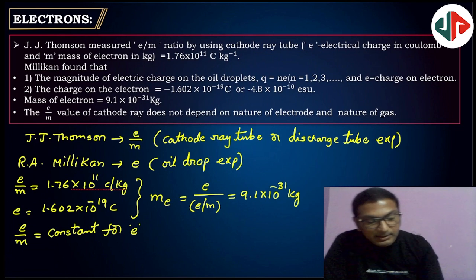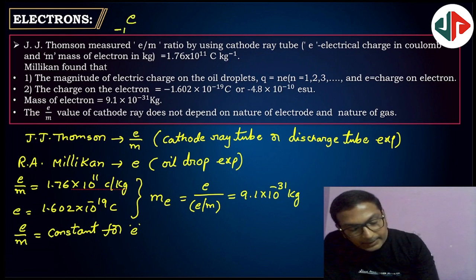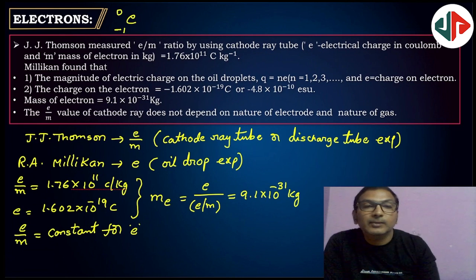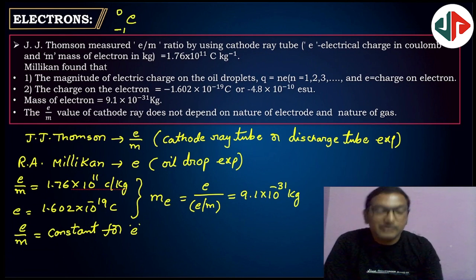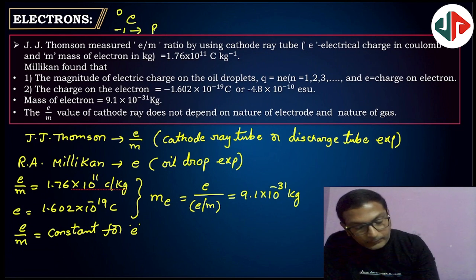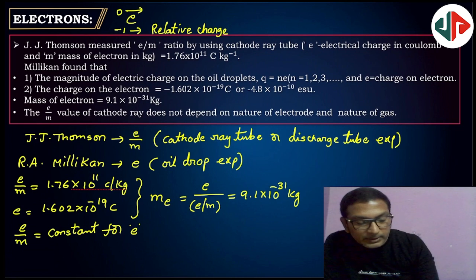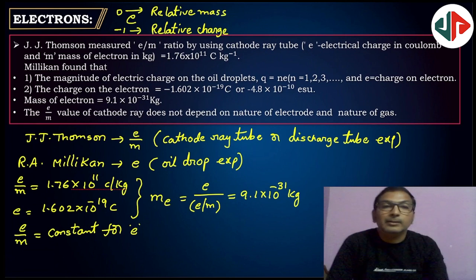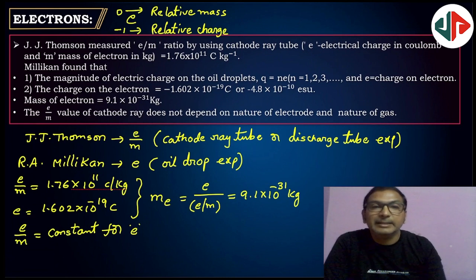Next, designation of electron: e, minus 1, 0. So electron is indicated like this. Here minus 1 is the relative charge and 0 is the relative mass. Simply, the mass of electron is negligible, almost 0, 0.00054 AMU, negligible mass. Minus 1 is the relative charge.